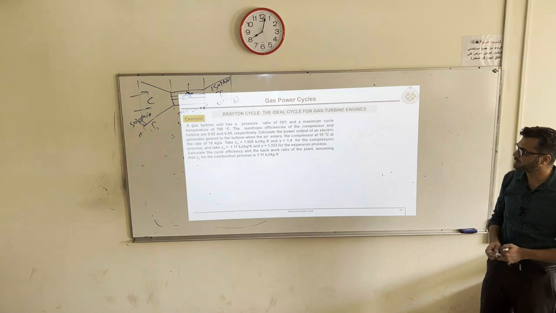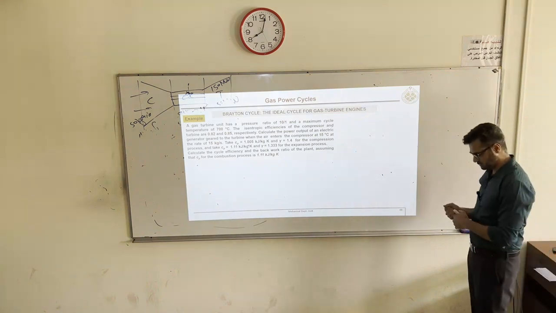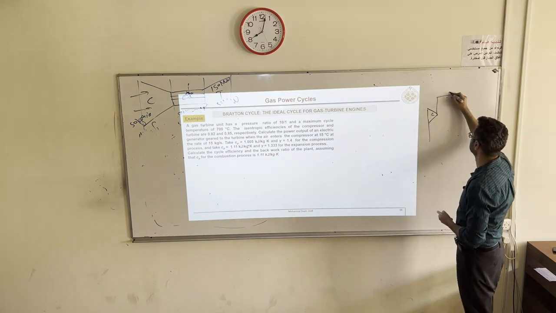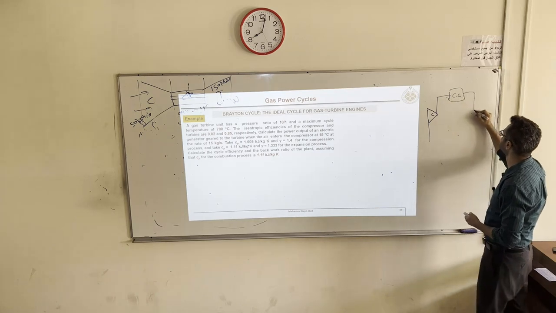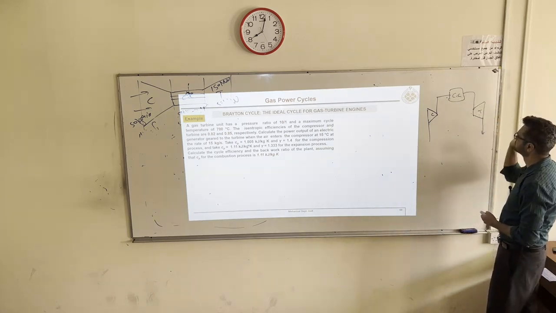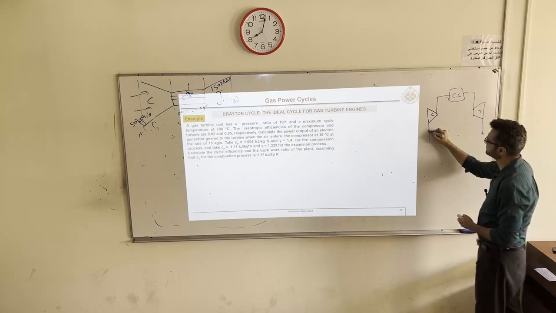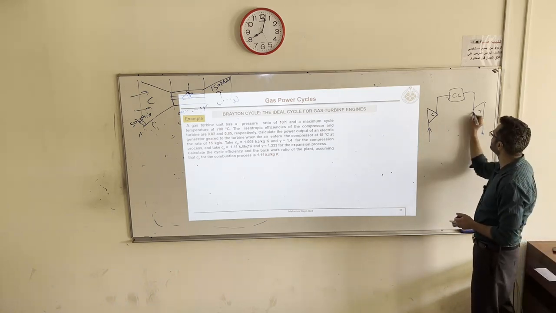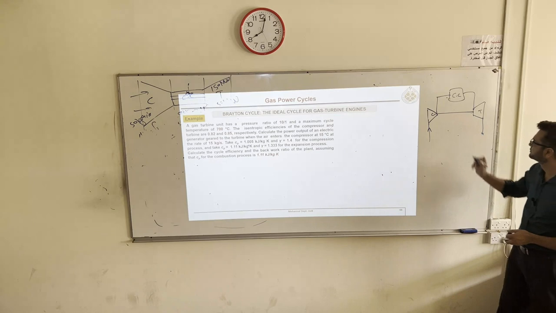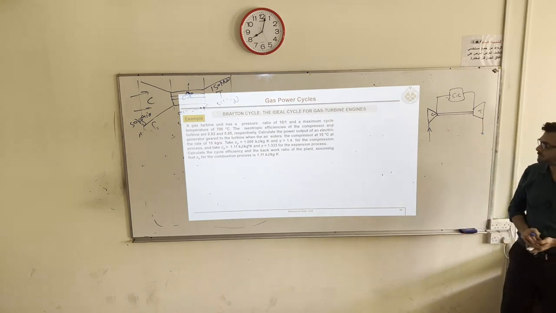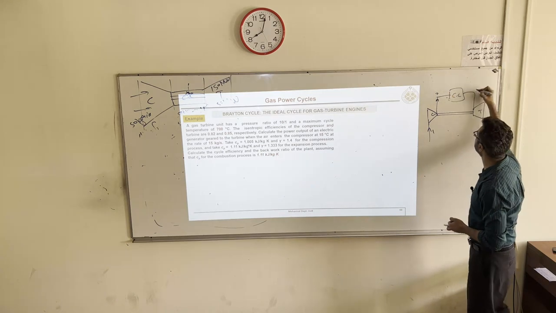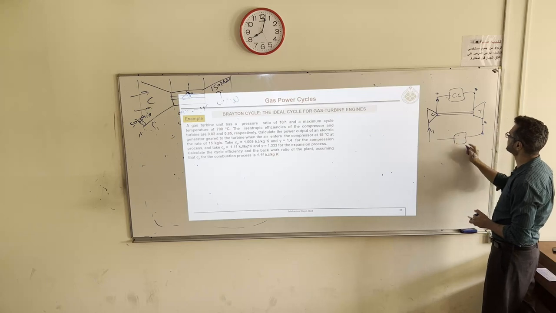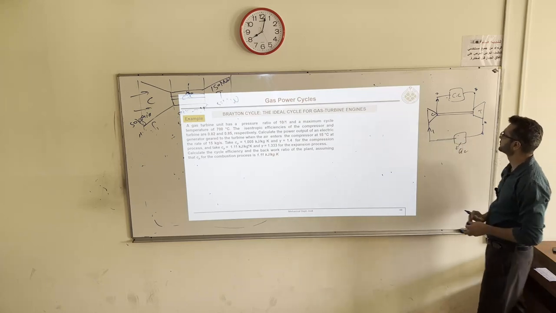Okay, a gas turbine unit has a pressure ratio of 10 to 1. So first let's show its schematic. Compressor, combustion chamber, turbine, going into the exhaust, and this exhaust we will replace with heat rejection. And the turbine is connected to the compressor by a shaft. 1 to 2, 2 to 3, 3 to 4, and 4 to 1. Let's show it as heat rejection.